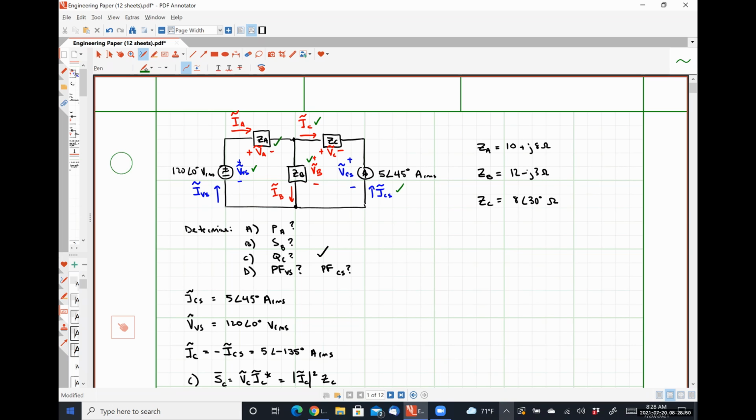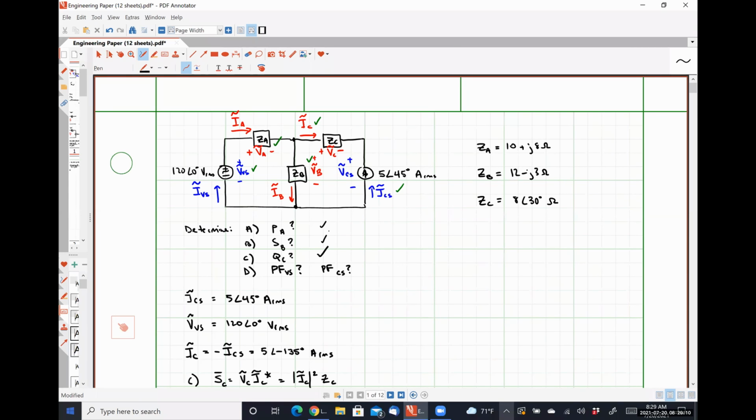So the two quantities that we have left to determine in order to solve this, the last thing that we need to do, is determine our power factor at which our voltage source and current source are supplying. So the last two pieces of information that we need are the current flowing through the voltage source and the voltage drop over the current source. So let's start with the current flowing through the voltage source.